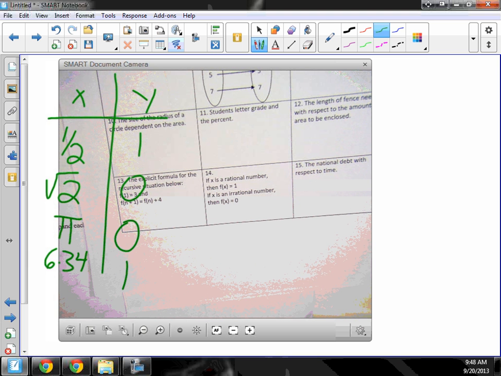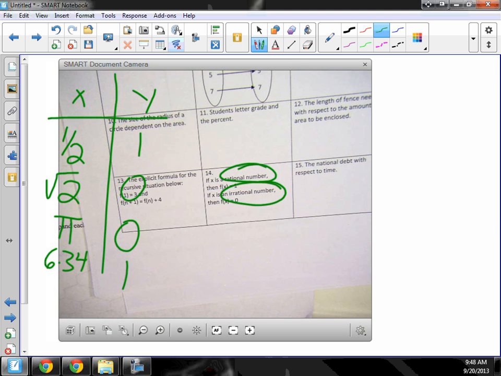That's the key. Can a number be both rational and irrational? No. So if it's rational, it always goes to 1. If it's irrational, it always goes to 0. The only way to break the function rule is if I could put a number in both categories. And there are no numbers. Rational and irrational numbers are mutually exclusive. You're one or the other. You cannot be both. You can't be a fraction and a non-fraction at the same time.